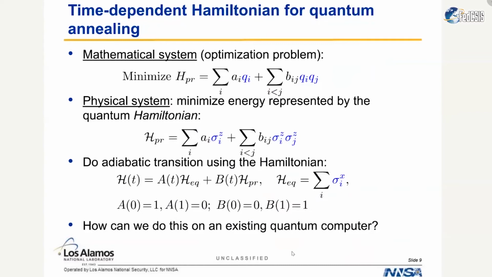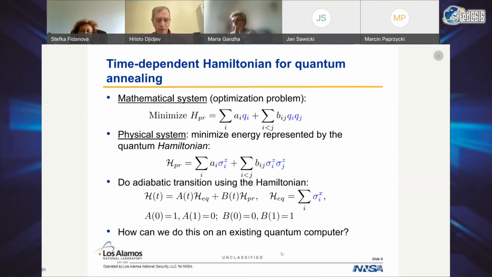Okay, and if we can prepare this quantum system, then we have the first part of our final Hamiltonian. This is H sub PR. And the other part, so this is the part that represents the wavy shape, and the one that represents the flat line is this Hamiltonian H sub EQ, which is the sum of so-called Pauli X gates.